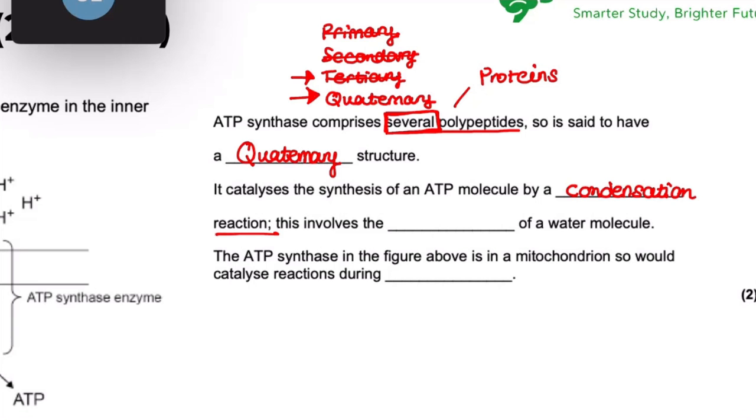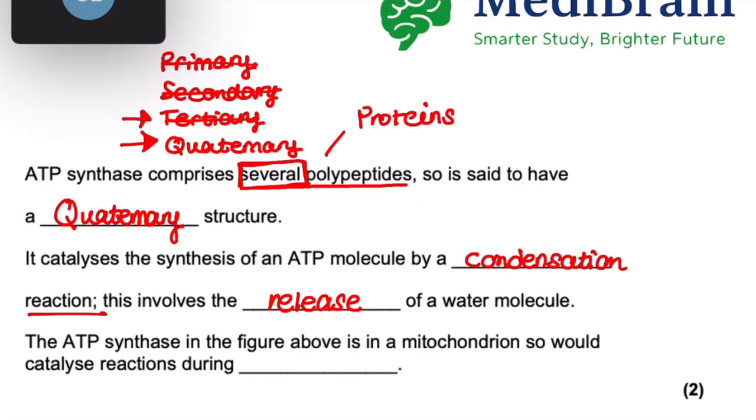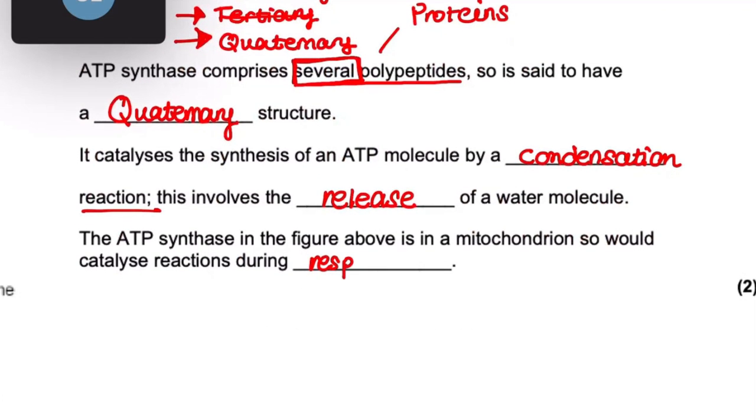It says this involves the something of a water molecule. Well, in a condensation reaction, a molecule of water is released in the process. So this involves the release of a water molecule. The ATP synthase in the figure above is in a mitochondrion, so would catalyze reactions during what? Because it's in the mitochondria, it releases energy for respiration to take place. So the answer to this would be respiration.